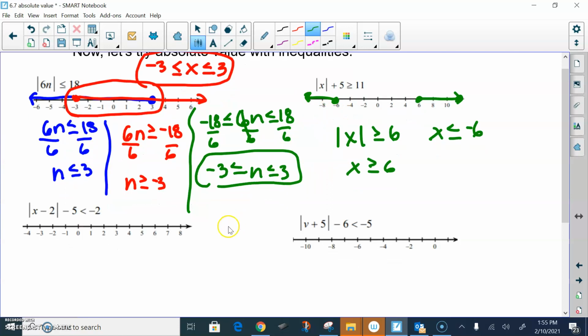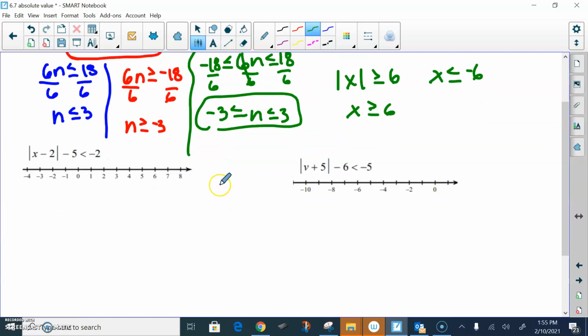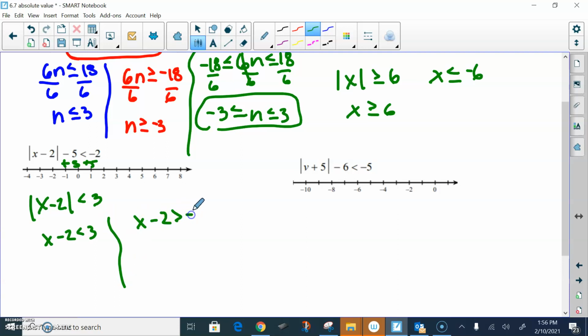And let's try another one. Okay, so we're first going to subtract 5 from each side. So I get the absolute value of x minus 2 is less than, we're adding 5 to both sides. I don't know if I said that. So it gives us positive 3. Then we do it twice. x minus 2 is less than 3. And then x minus 2 is greater than negative 3.